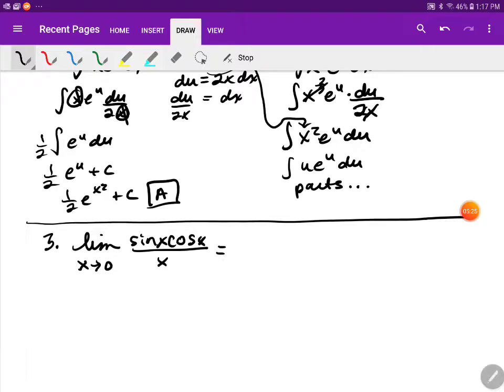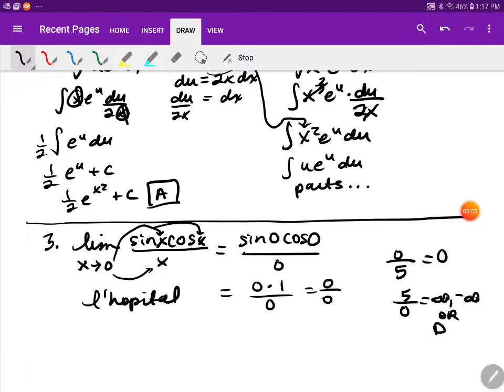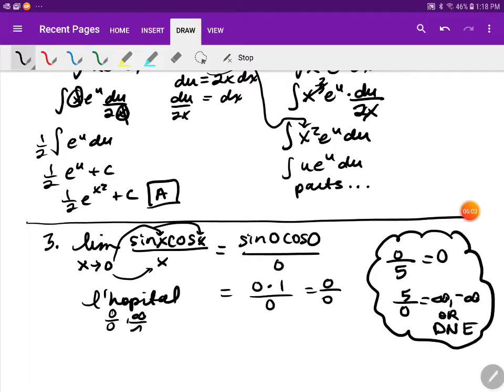Okay, so a limit, remember for limits, you substitute the number in first. That's your first job. So this is sine of 0, cosine of 0 over 0. That's 0 times 1 over 0, which is 0 over 0. If you have 0 over 0, you can use L'Hopital. Now, if you don't have 0 over 0, you can't use L'Hopital. 0 over 5 is 0. 5 over 0 is, in a limit, usually infinity, negative infinity, or does not exist. Okay, so 0 over 0 is the only one that I can use L'Hopital's rule on, or, remember, L'Hopital, I can do 0 over 0 or infinity over infinity.